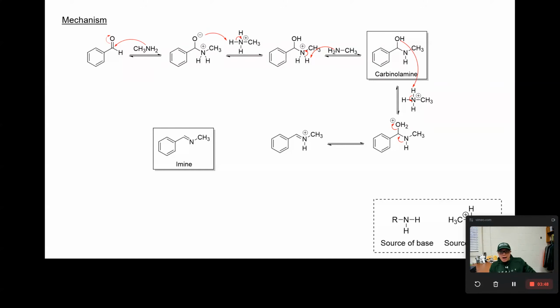Once you get to this, you might recognize that the proton right there is acidic. Take the base, not ammonia, please excuse me, the solvent, which is amine. Grab the proton, and that's an imine.